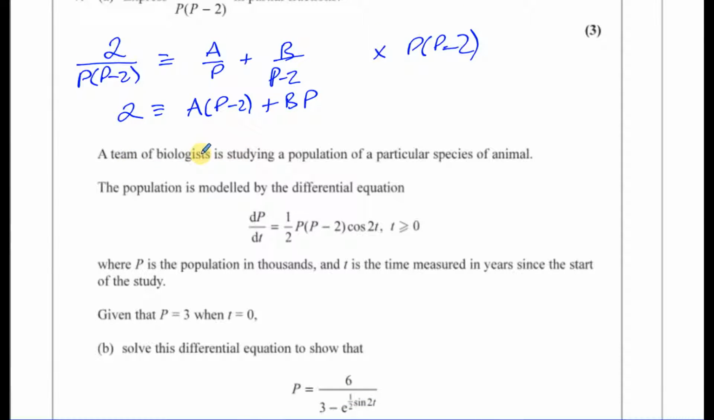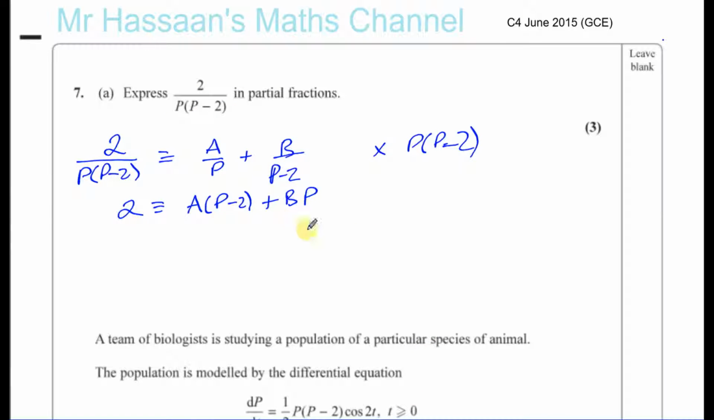Now what we can do is solve this problem in different ways. We can say let P equal 0. When you put P equals 0, this side you'll have 2, and you'll end up with A times minus 2, which is minus 2A, and P equals 0 will cause this term to disappear. I chose P equals 0 because I know it will cause this term to become 0, and you're left with A is equal to minus 1. Minus 2 divided by minus 2 is A.